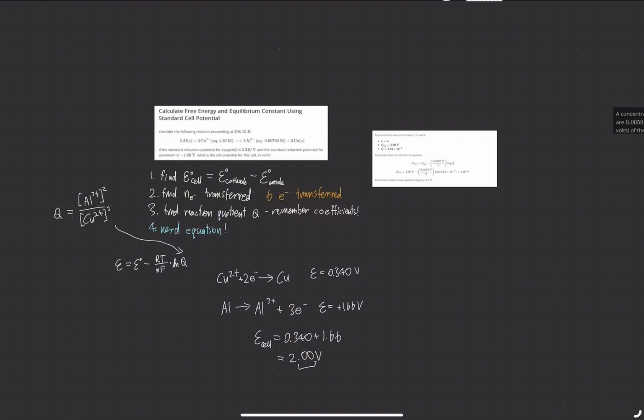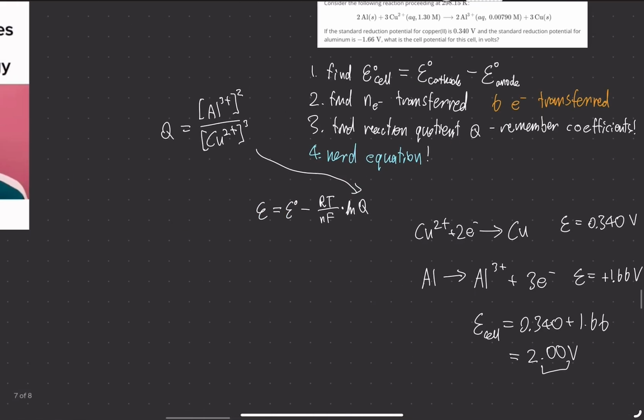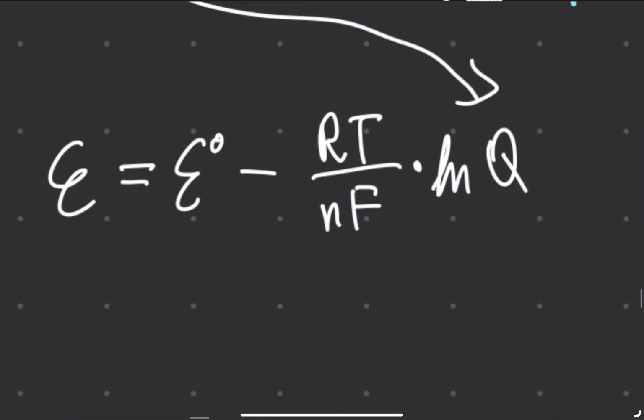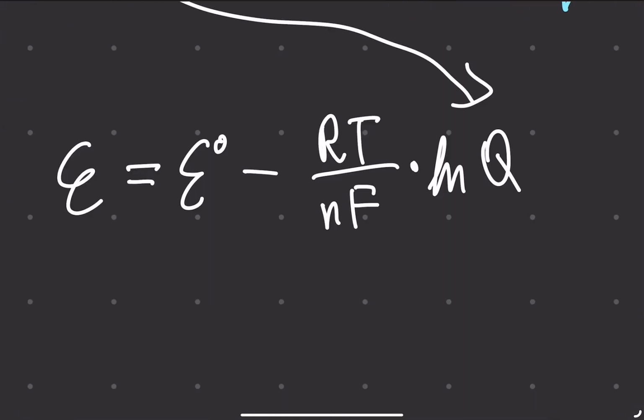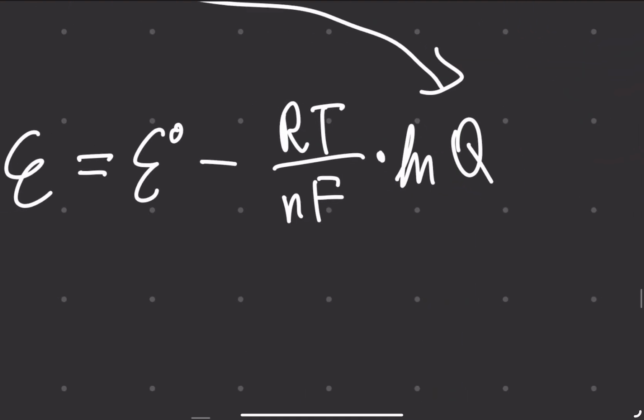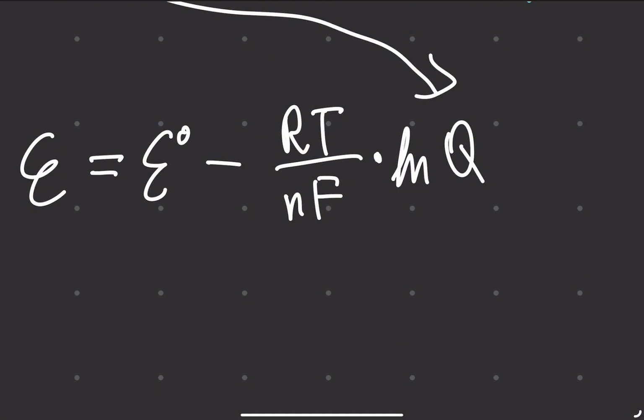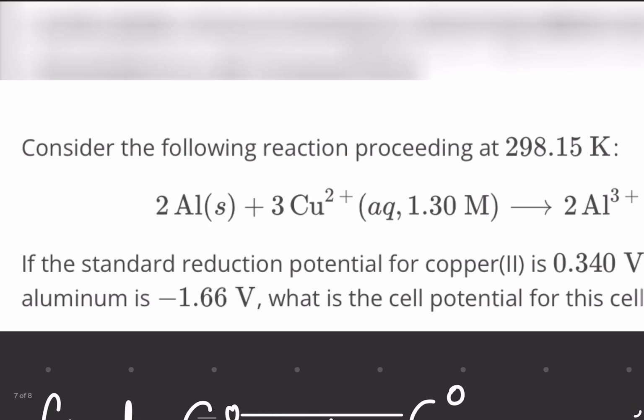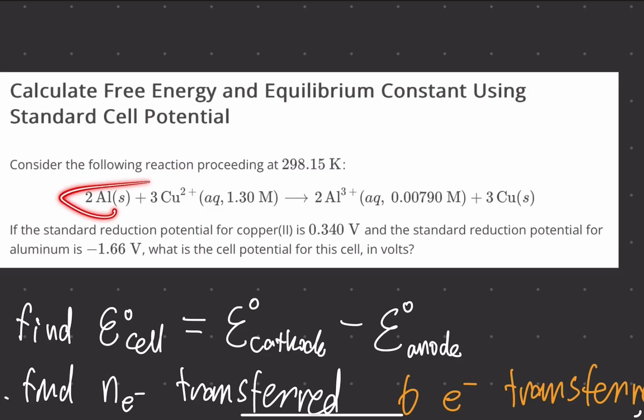In this video, I'm going to be showing you how to use the Nernst equation and when we use it. So, basically, you use the Nernst equation when you have non-standard conditions. And what that means is when you have this thing here. So you have this equation for an electrolytic cell.